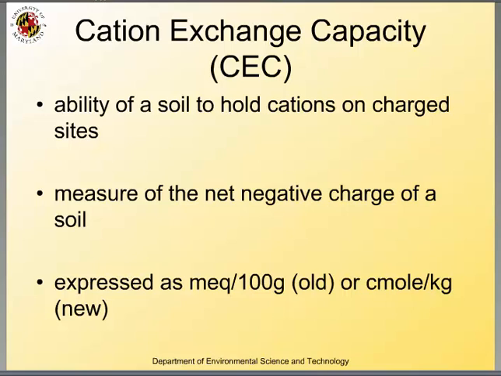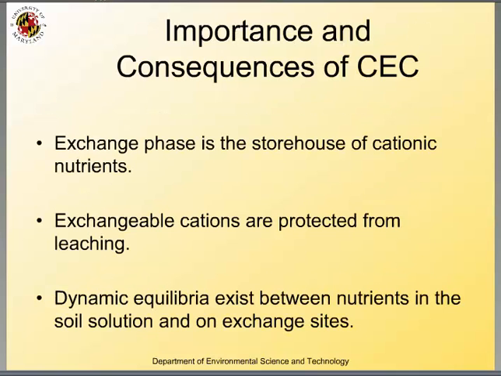And it's expressed in 2 ways. I still think of the old way, milliequivalents per 100 grams of soil, or centimoles per kilogram of soil. That's the international units that we use now in science. Fortunately, they're the same scale, so the numbers will be the same. It's just the label on it, which is going to differ.